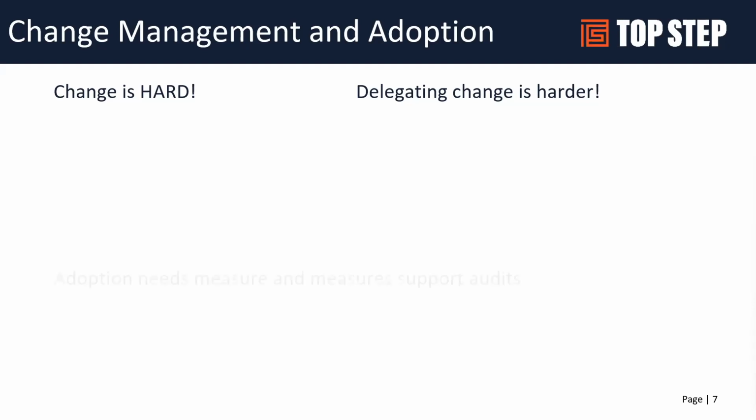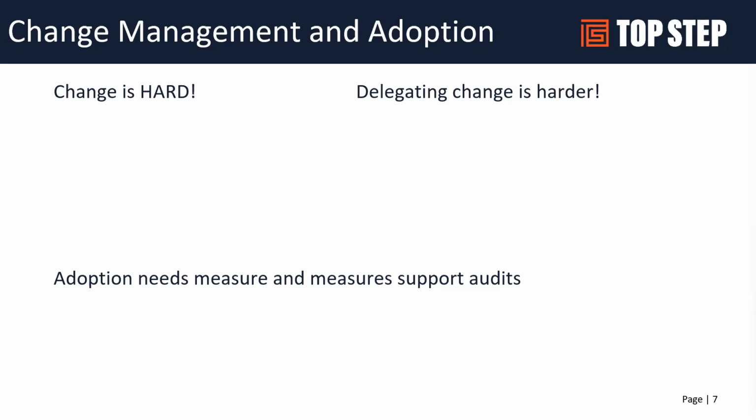When it comes to change management and adoption, bottom line, change is very hard. Delegating that change is harder. Permeating that change throughout the organization can be very, very difficult. And it's something that anybody on the change management side of the business finds themselves having to battle: the natural inclination to resist change that organization members have. And so from an audit trail perspective and an auditing perspective, adoption needs some kind of measure, and measures support audits.